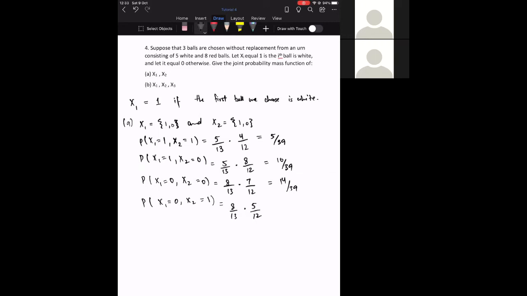My apologies. So anyway, this just becomes 10 over 39. And just for a check, if you want to verify that this is the correct solution, you can sum up all these probabilities and you will find that they sum up to 1.